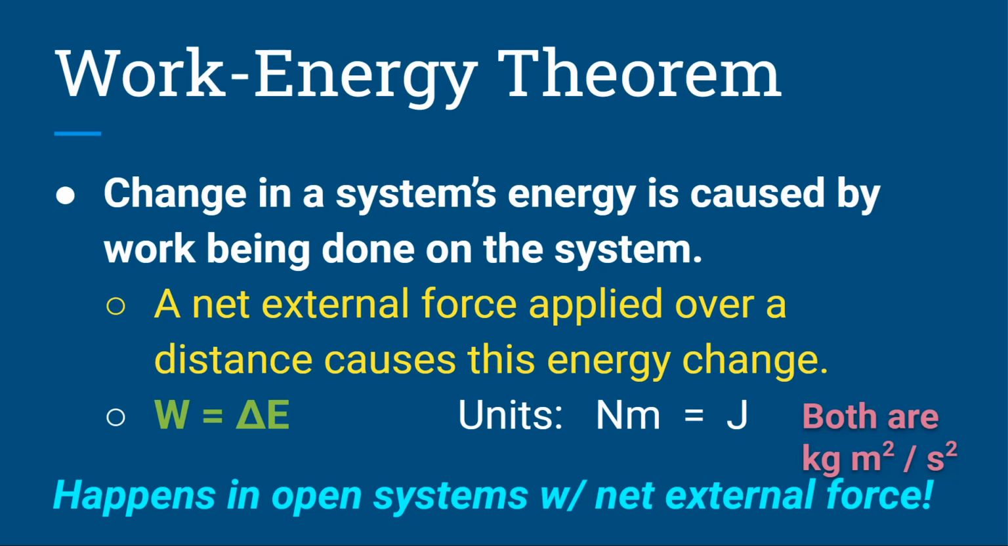Okay, and so a net external force applied over a distance will cause this energy change. There's the equation right there: work equals change in energy. And the units that you're going to be using for both work and change in energy, depending on which one you're solving for, will still be the same as they were in the previous notes. Newton meters, which is a joule as well. Those are both acceptable units for work and both acceptable units for energy. The units for both are kilogram meters squared per second squared. That is the same thing as a Newton meter. It is also the same thing as a joule.